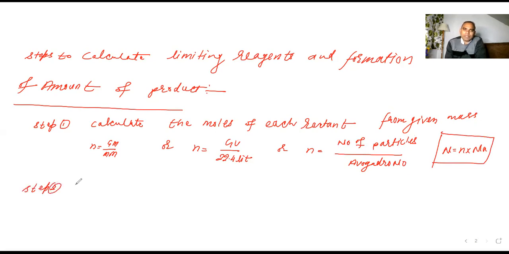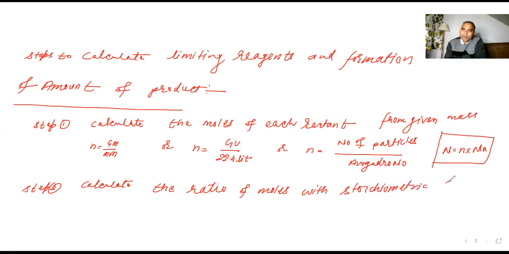What is step number 2? This is the important step. Calculate the ratio. What ratio are they talking about? Ratio of moles with stoichiometric coefficient. So whatever coefficient is there in the reaction, we have to calculate the ratio.